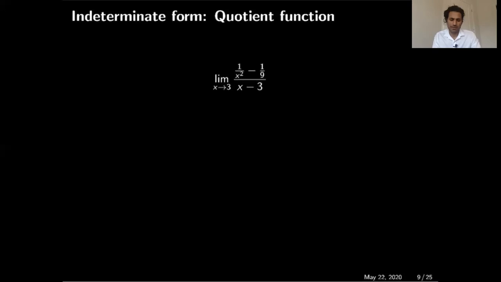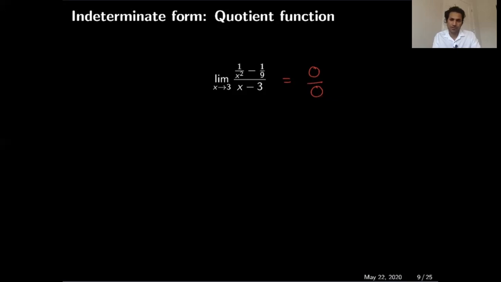Here I have a bit different situation where we don't have a polynomial in the top. Instead, we have a rational function. So again, if you try direct substitution, you will get a 0 over 0 form. And you can see x minus 3 is making a 0. So there must be x minus 3 hidden in the numerator, which we have to find out.